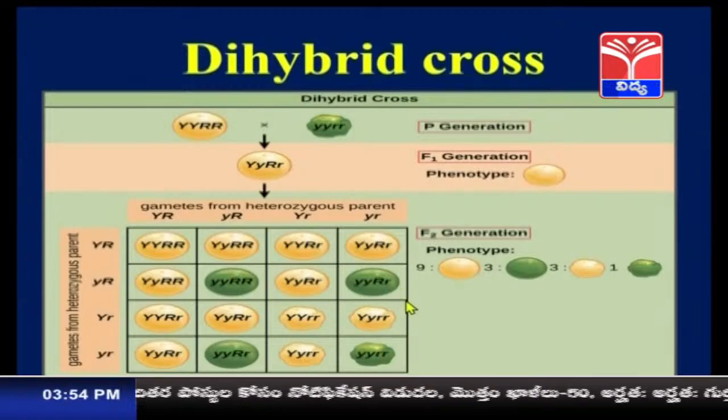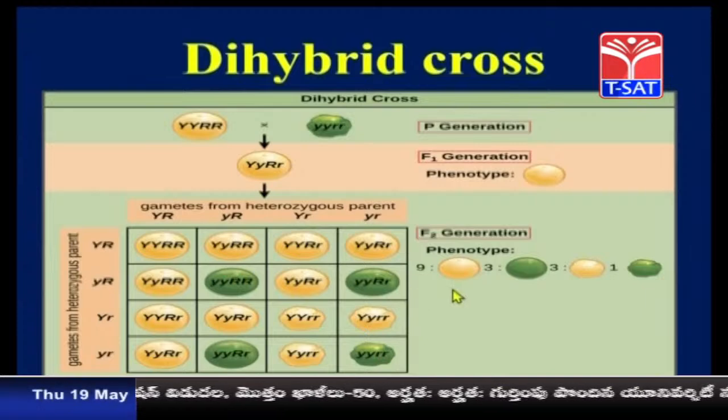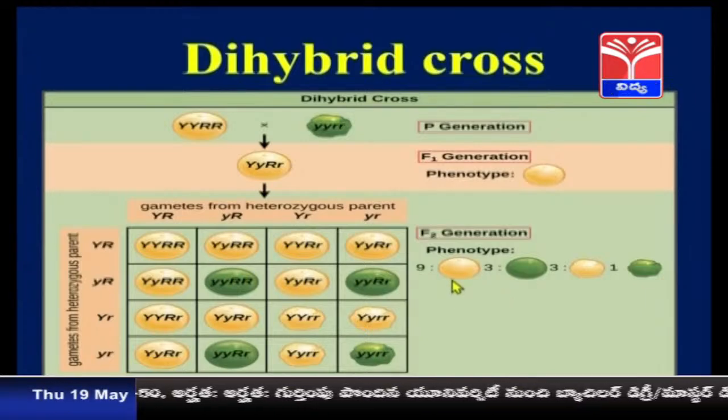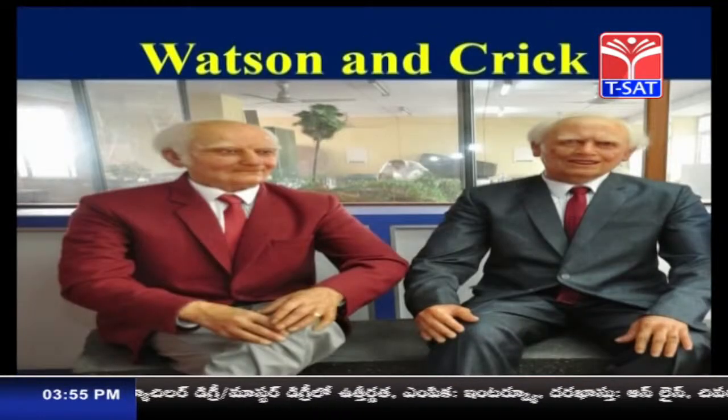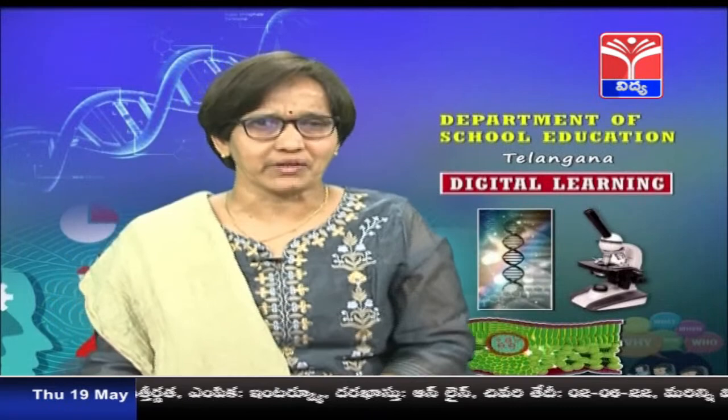So, like this we can remember the phenotypic ratio of a dihybrid cross, which is 9:3:3:1. Dear students, we have studied that chromosomes are made up of genes, genes are made up of DNA.